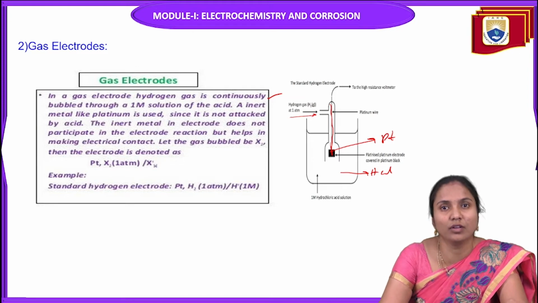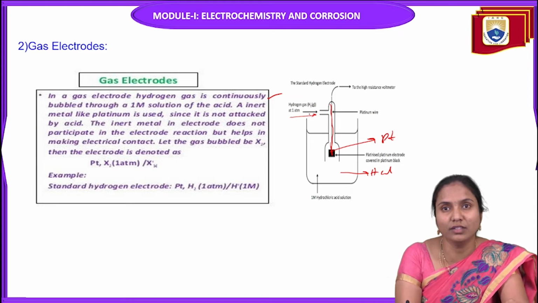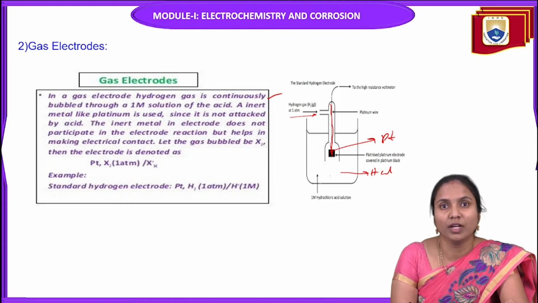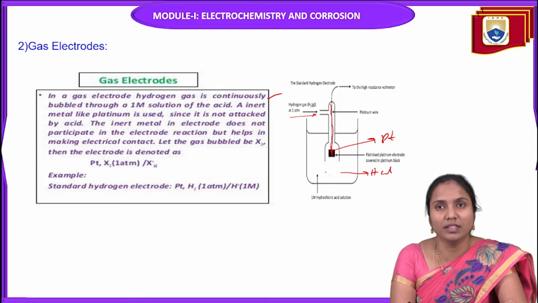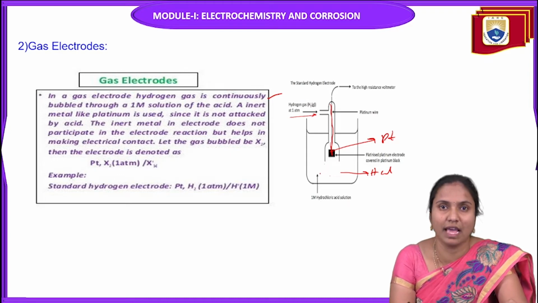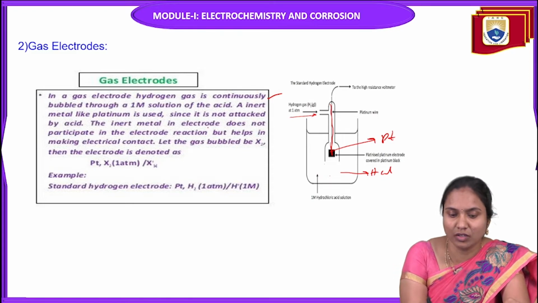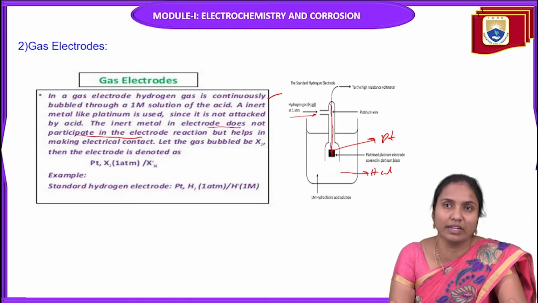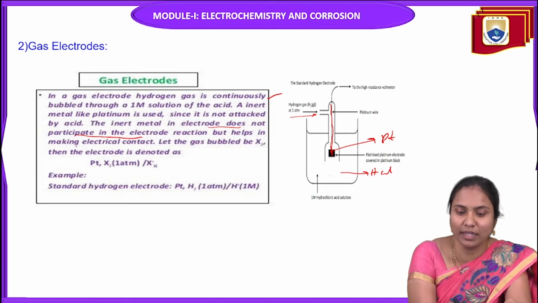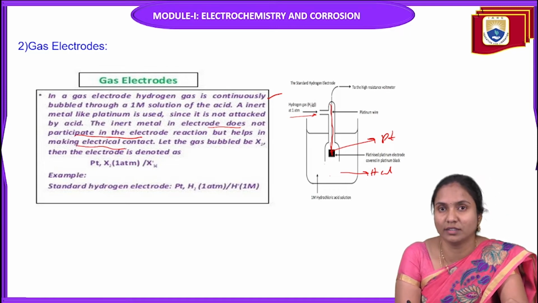In this gas electrode, hydrogen gas is continuously bubbled through 1 M HCl solution. Here the inert metal platinum is used, since platinum is not attacked by acid. The inert metal in the electrode does not participate in the electrode reaction, but helps in making electrical contact.